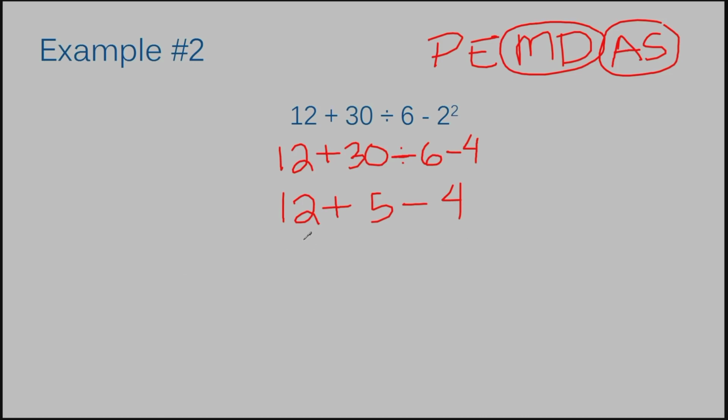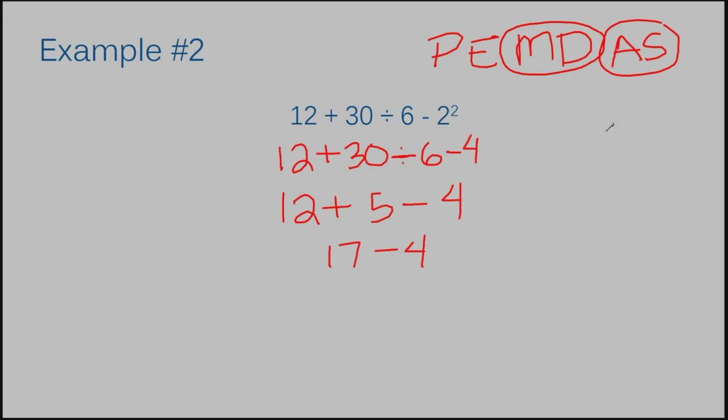I have 12 plus 5. 12 plus 5 is 17. So I'm going to rewrite this whole problem except for just the 12 plus 5 part will be rewritten as the new answer. So that's 17. Now, this is subtraction, bring it down. And the 4, bring it down.